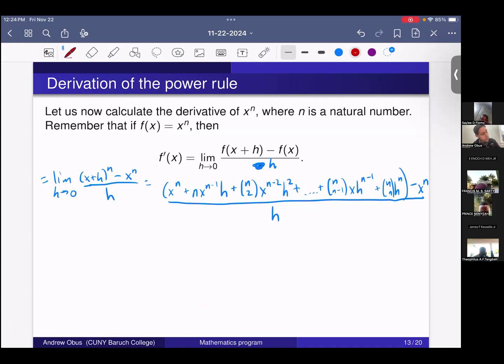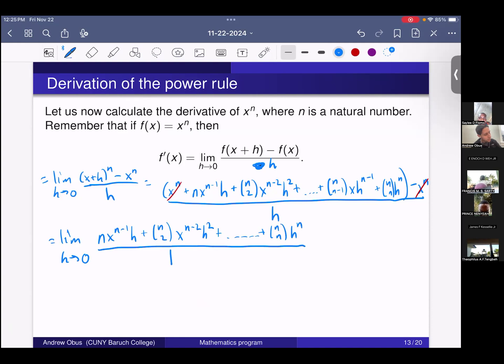So we can do a small simplification now. We've got x to the n and x to the n cancel each other out. So this is what we get: the limit as h approaches 0 of n x to the n minus 1 h plus n choose 2 x to the n minus 2 h squared plus so on. And I'll just write the last term, n choose n h to the n. All of this over h.